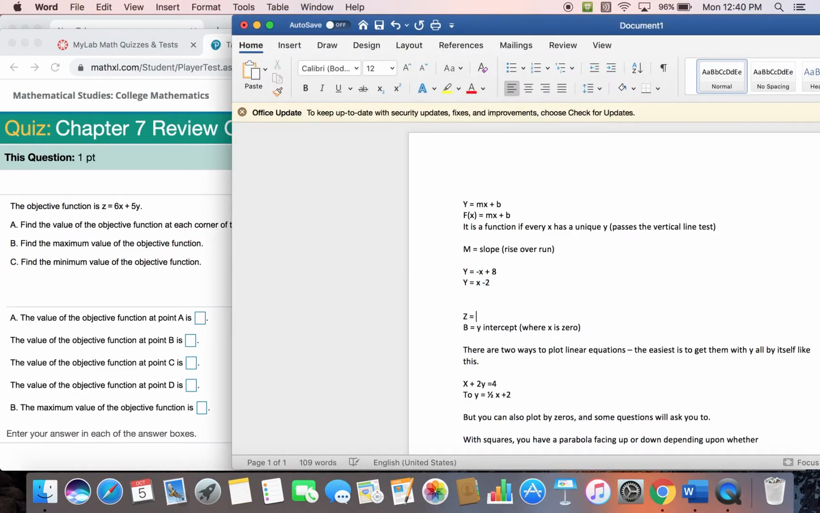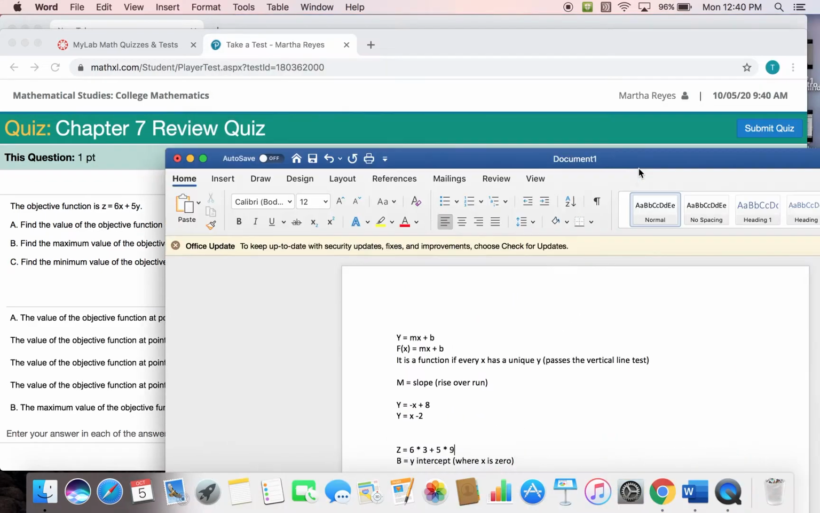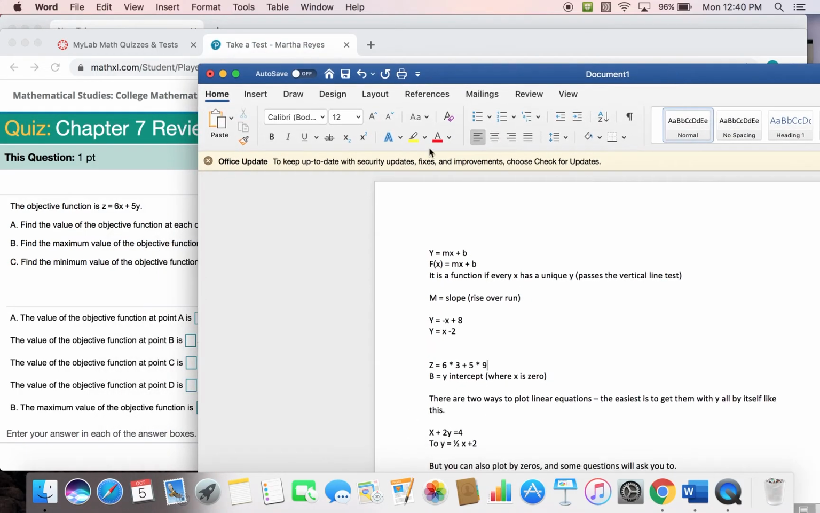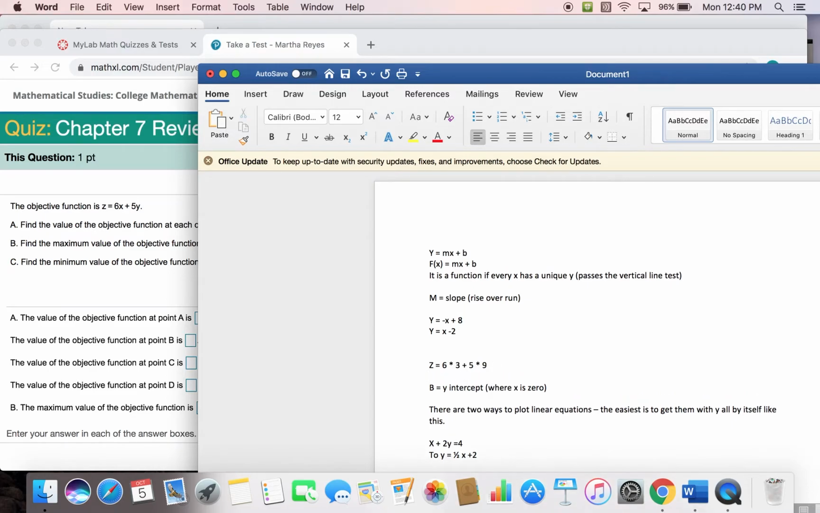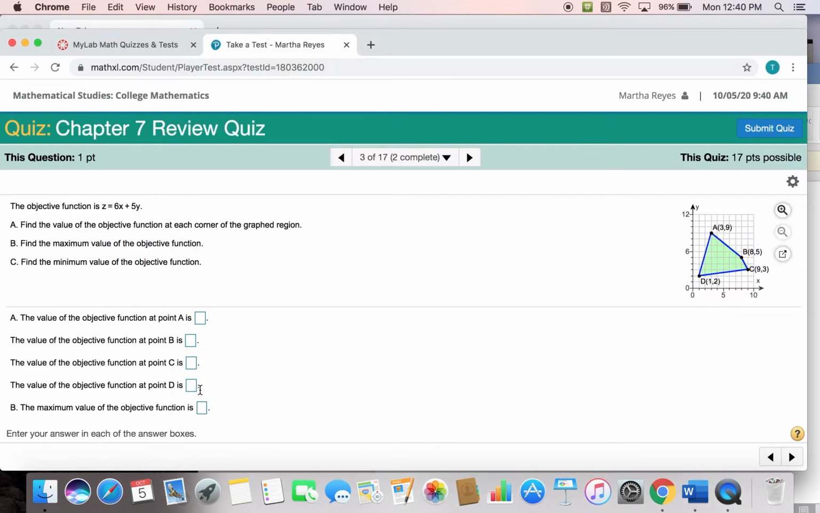Z equals, so this is for point A, 6 times 3 plus 5 times, I believe 9 was the point. So you just look at each point, right? And then you plug them back into this equation just to solve them. So that would be 18 plus 45. So z equals 18 plus 45, right? And then you're actually going to solve that to get your answer there. So you would be solving that for each of these.